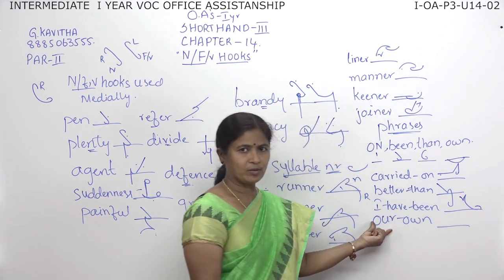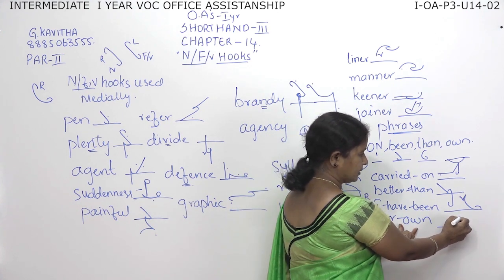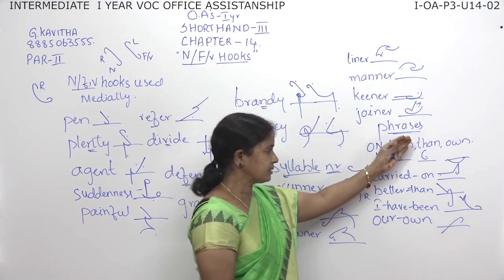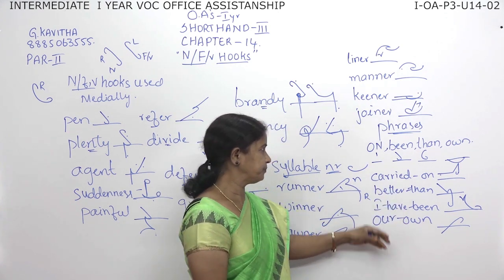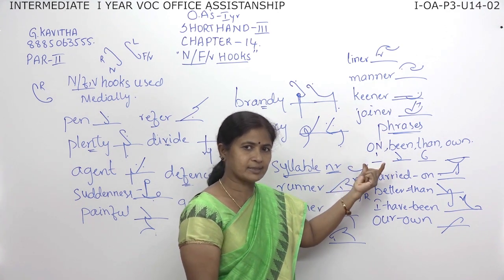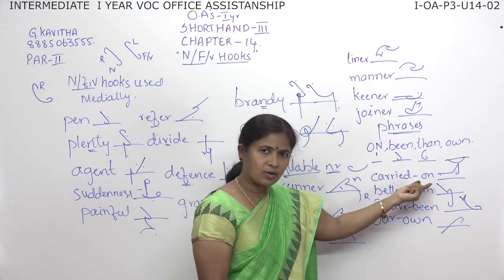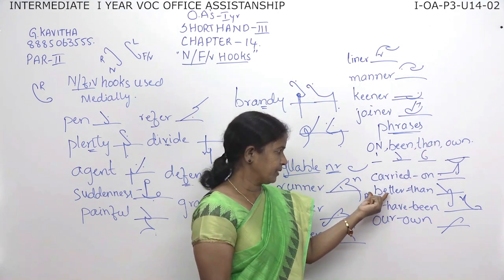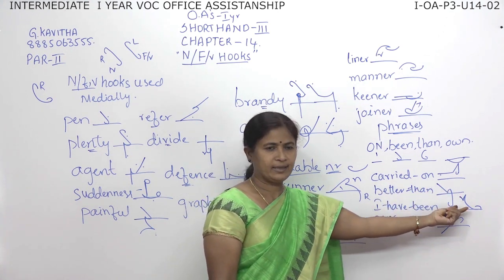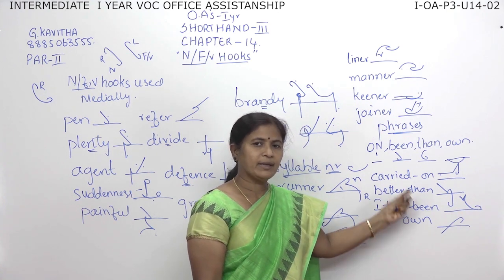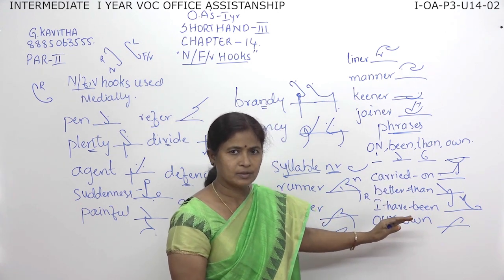Now our is a grammalogue. How do we write? Ray through the line. Our. Now own is write enok. Okay. These are the 4 cases where we write enok in phrases. What are the sounds we get? On, been, than, own. See, we say carried on but we don't say carried been. We say better than but we don't say better own. Okay. Now I have been and our own. When we put enok in phrases we get these sounds. So this is the way we write enok in phrases.